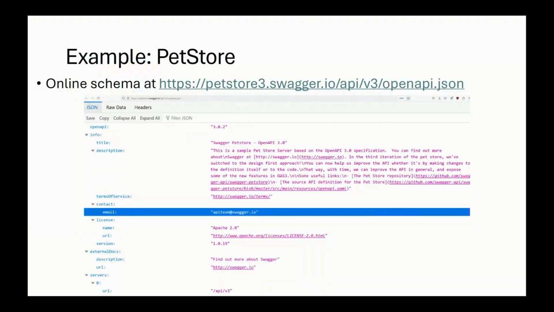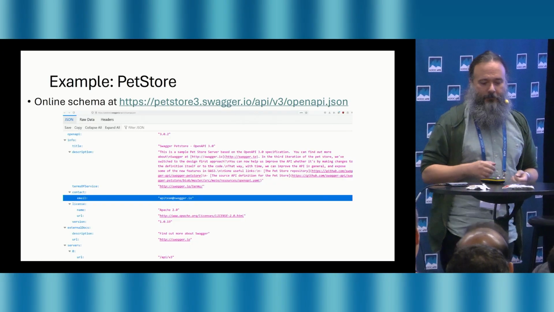So what happens if you want to consider an example, a trivial example like the pet store from Swagger? What happens if you point a fuzzer toward that example API? What's going to happen?